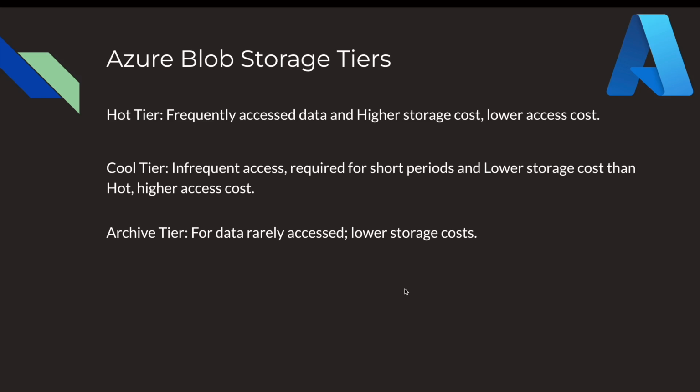And in fact, you can do one more thing: you can combine two tiers together. Let's suppose you have a case where you need to access the latest data frequently, so you can use the hot tier. But for the old data, you can put a layer and move the old data from the hot tier into the archive tier. I hope you got the point.